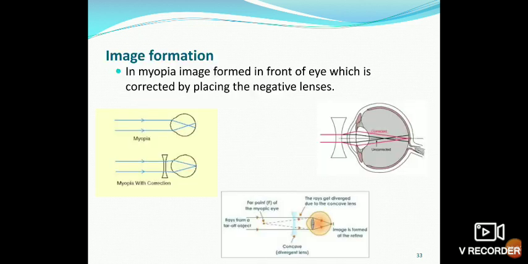Okay. Image formation in myopia. As I told, what happens in myopia? There is excessive convergence. Light rays converge in front of the retina, and after putting a concave lens, we can see these light rays are focused on the fovea. This is the image formation.